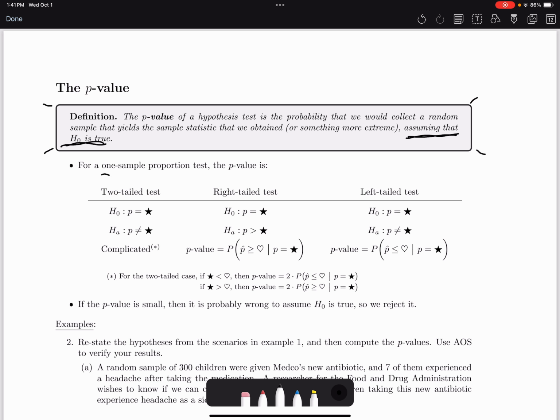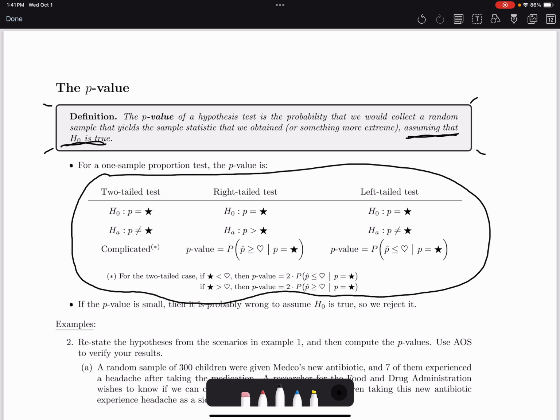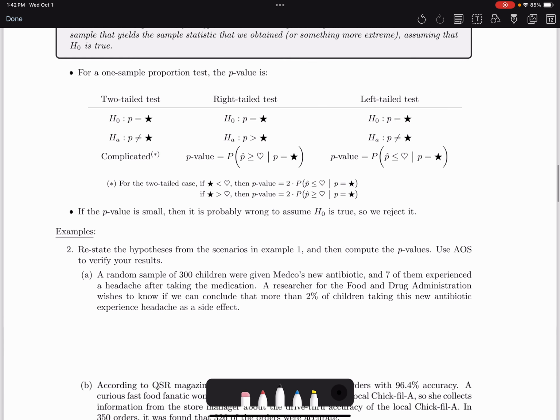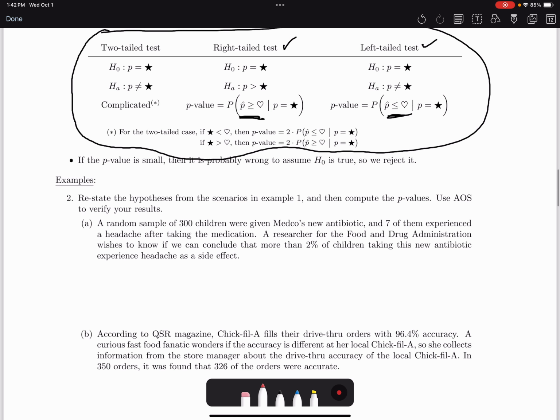This chart is an attempt to write down in math symbols how we would compute the p-value. And I think for a right-tailed test and a left-tailed test, it's actually not too bad. We've seen probabilities like this before. For a two-tailed test, it's a little bit more complicated. So I'm also going to show you kind of a shortcut that we can use in Art of Stat to get p-values. But this bullet point right here is the key takeaway.